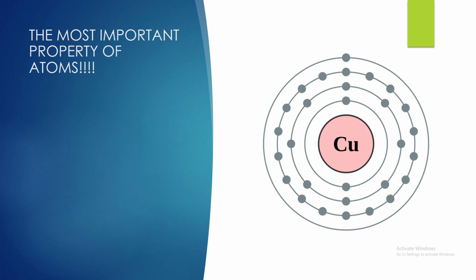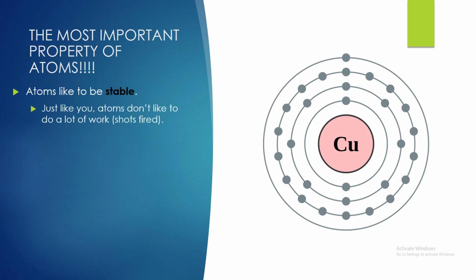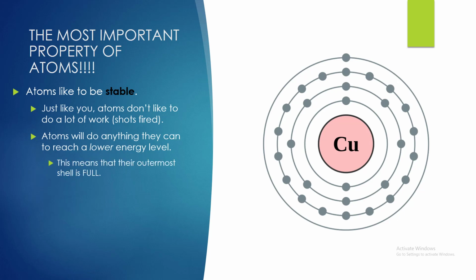So the most important property of atoms that you will learn here and that you will learn in your chemistry class is that atoms like to be stable. Just like you, atoms don't like to do a lot of work. And atoms will do anything they can to reach lower energy levels. This means that their outermost shell is full. They have a full number of electrons, they have no extra ones, and they don't need any more to fill it up.